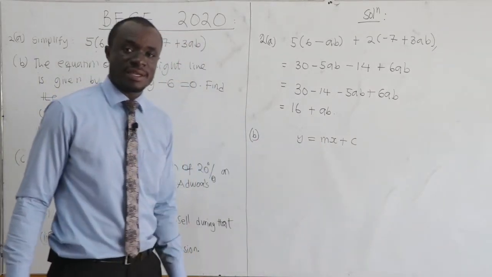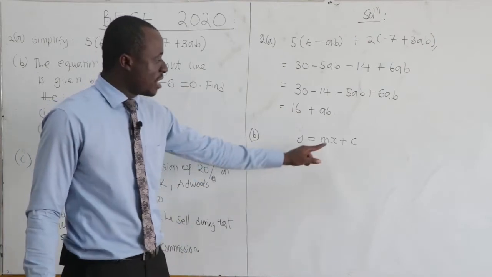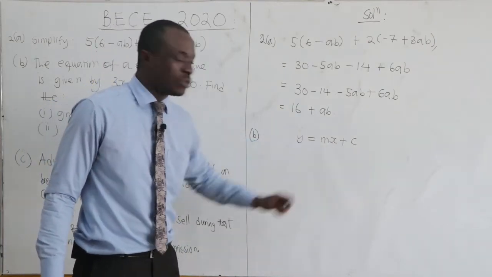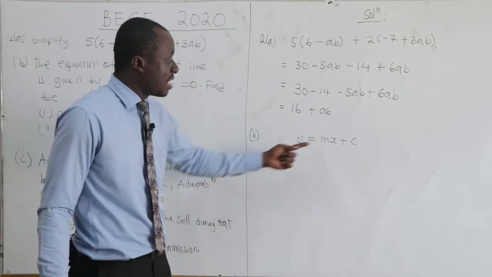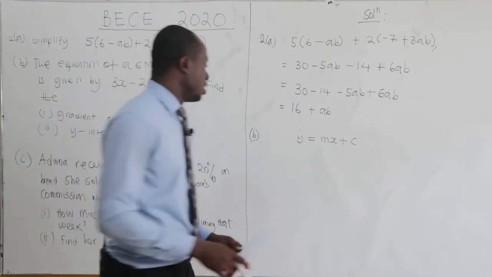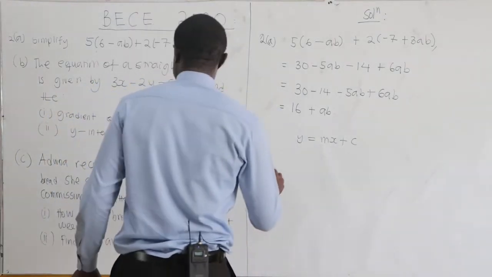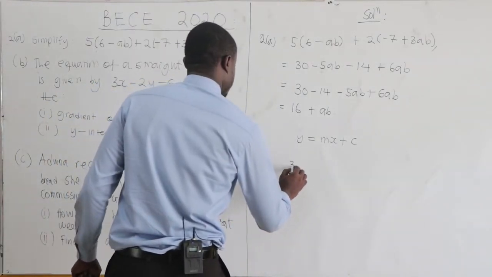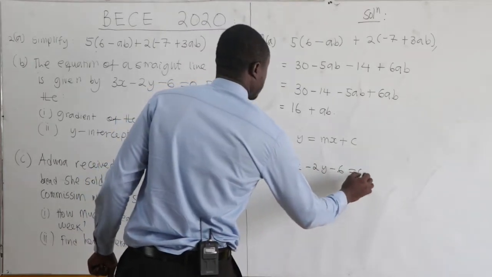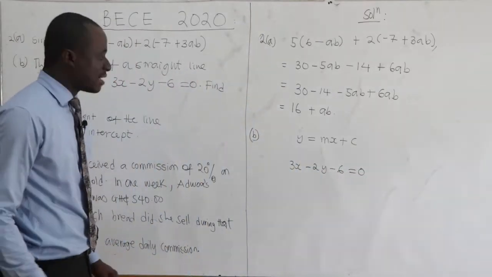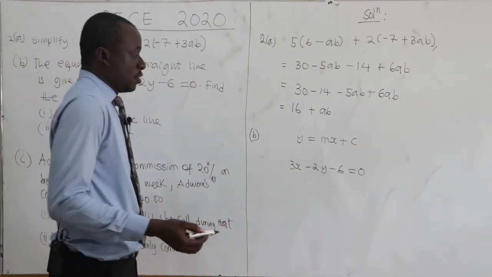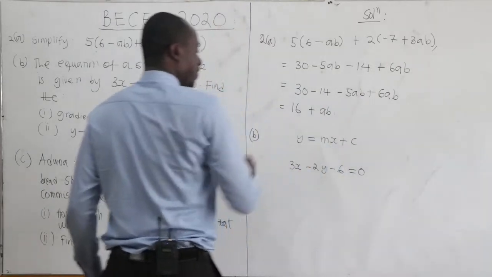Now, what is m? Our m is the gradient. And then when x is equal to 0, we get y to be equal to c. So we say that at the y-intercept, y is equal to c. Now, what is the equation given to us? The equation given to us is 3x minus 2y minus 6 equal to 0. Now, it suffices to make y the subject. So what should we do?